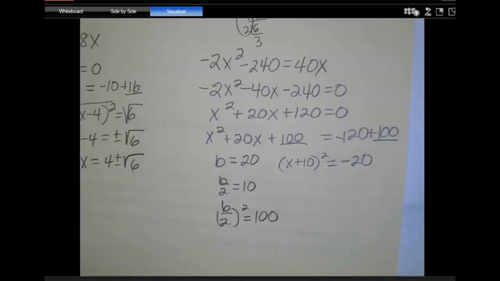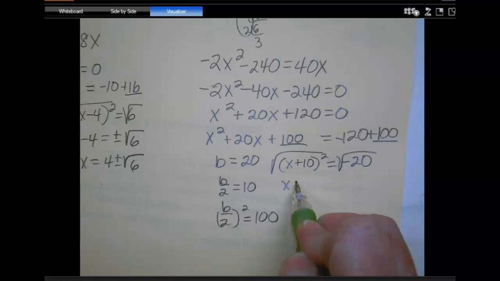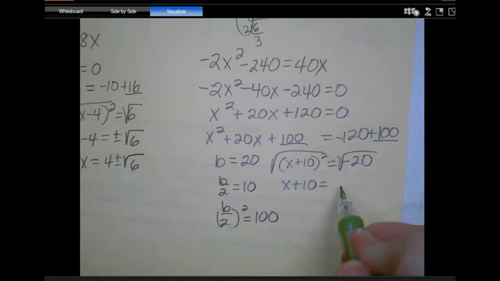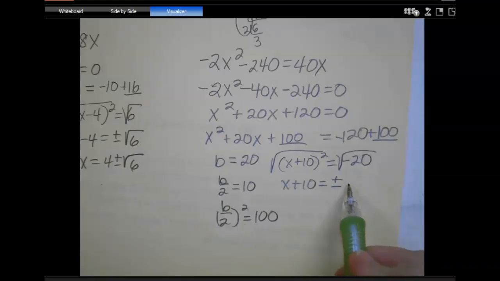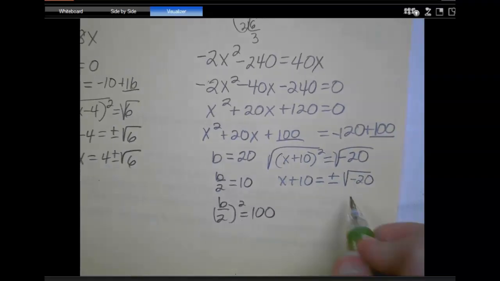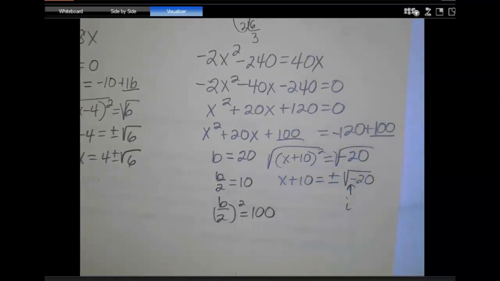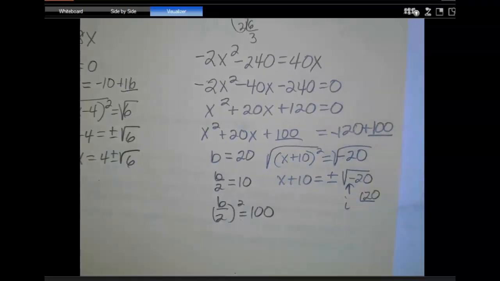So then how do I undo squared? And how many answers do I get on the right-hand side? Well, it's an imaginary, so what has to be in the answer? i. But when I take the square root, I get 2, right? I get plus and minus. I know that the negative sign means I'm getting an i, but you have to simplify the square root of 20.